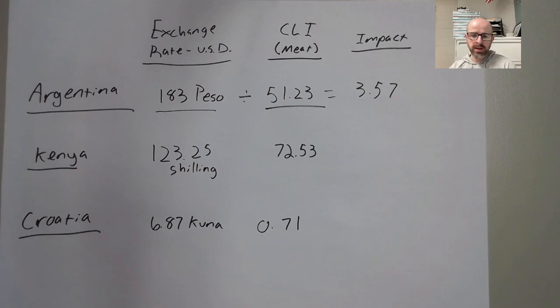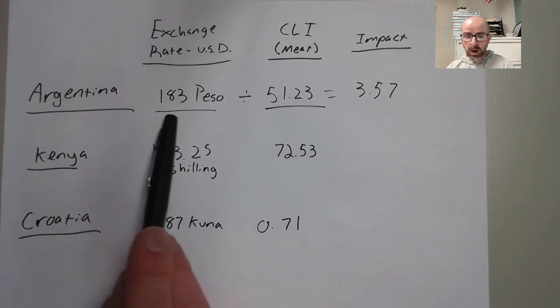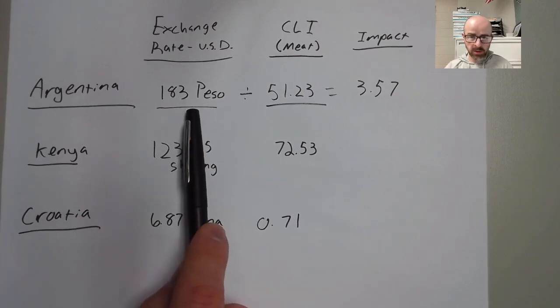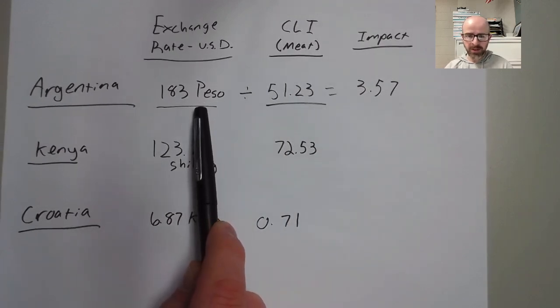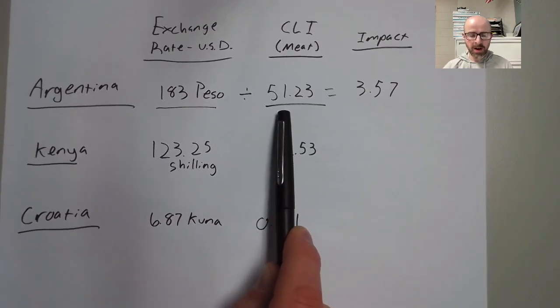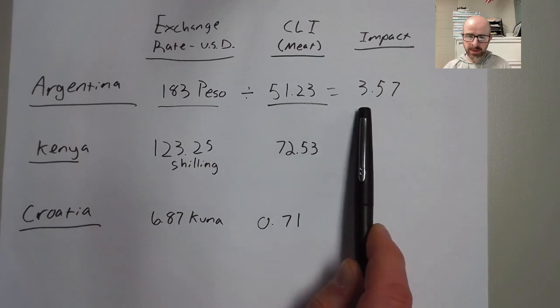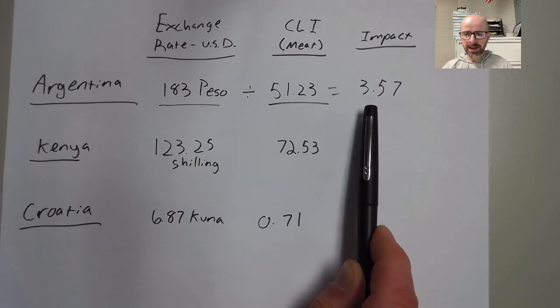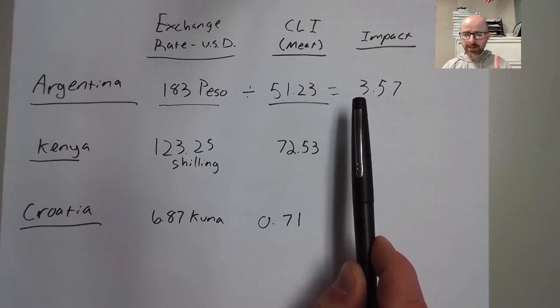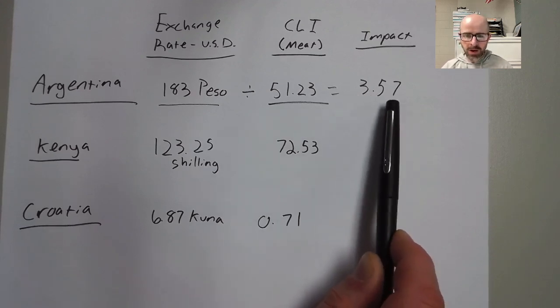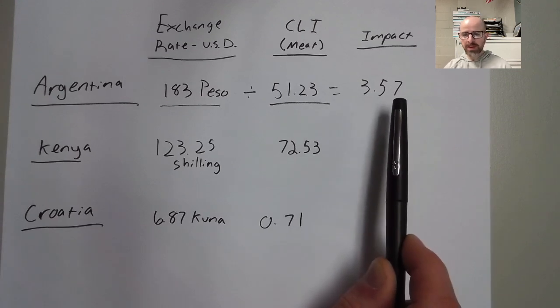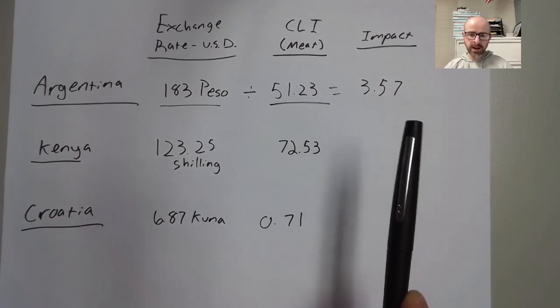So, what does this mean? Well, remember, $1 will give me this many pesos. With 183 pesos, if meat costs this much, I can buy this much meat with 183 pesos. So that means if I went to Argentina and spent $1, I can buy, I'm rounding here, 3.5 times the amount of meat that I could buy in the United States.